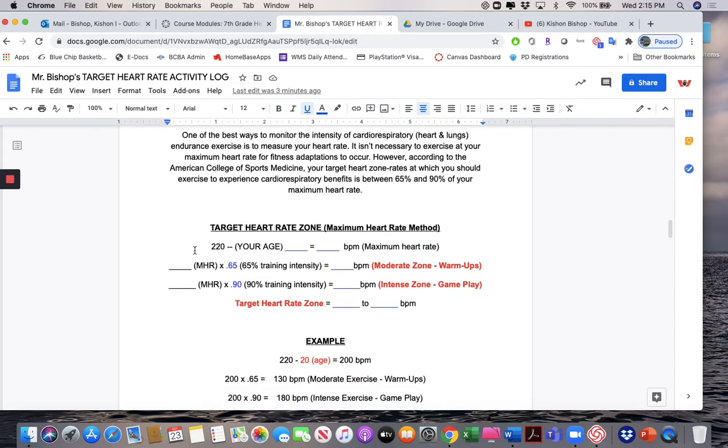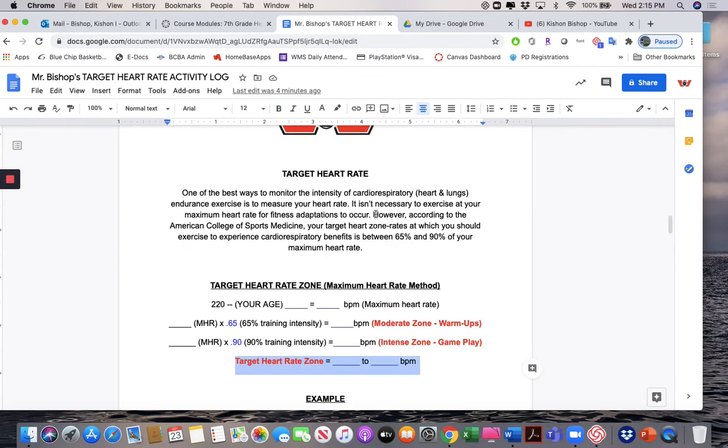On page 3, you are trying to find your target heart rate zone. Where should my heart rate, beats per minute, be when I'm working out for me to know that I'm performing a quality workout? According to the American College of Sports Medicine, your target heart rate zone is the rate at which you should exercise to experience cardiorespiratory benefits. Remember, we spoke about our heart, cardio, and our lungs, respiratory. Right here, for our heart and lungs, it is between 65 and 90% of your maximum heart rate.